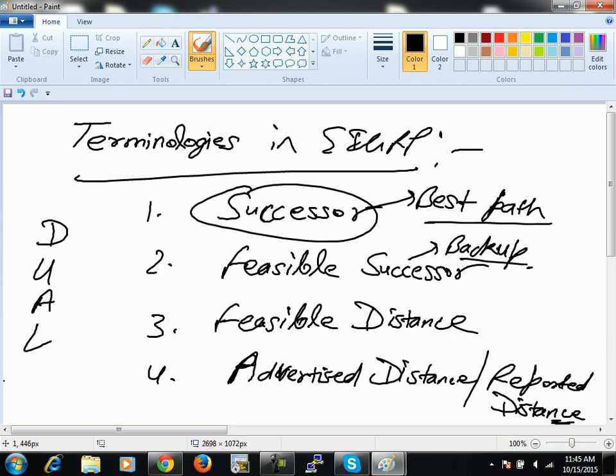So this feasible successor is kind of backup path, and you know very well, to become a feasible successor there is a condition of feasibility. There is a condition actually to become a backup path. If that condition is not fulfilled by the backup path, I mean by the alternate path, then it will never become a feasible successor. So to become a feasible successor there is a condition, and that is known as the condition of feasibility. And I'll let you know what that condition of feasibility is.